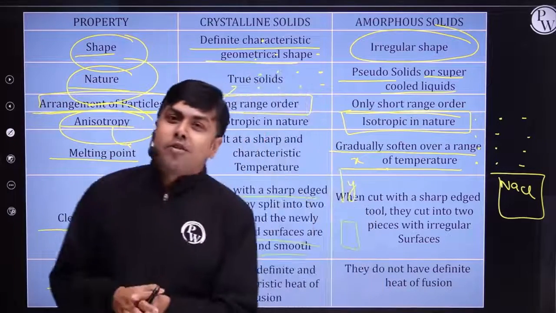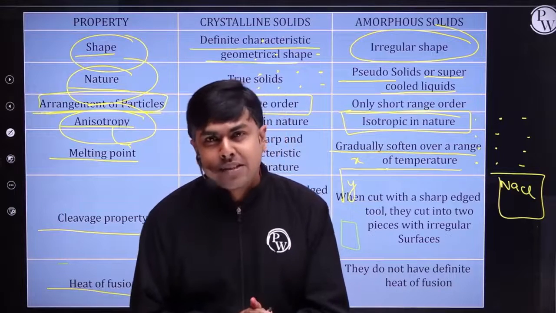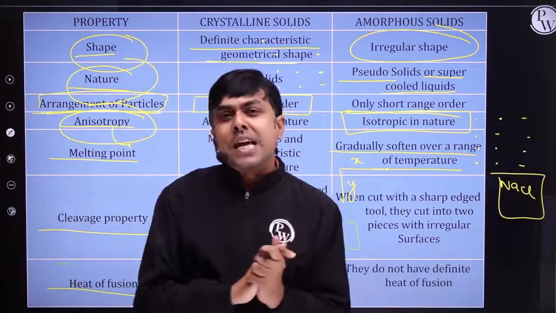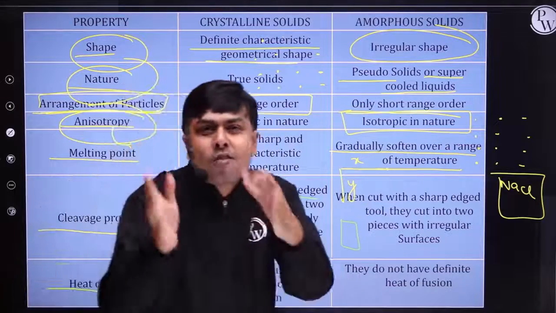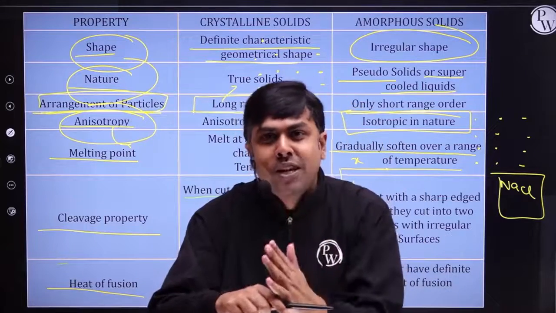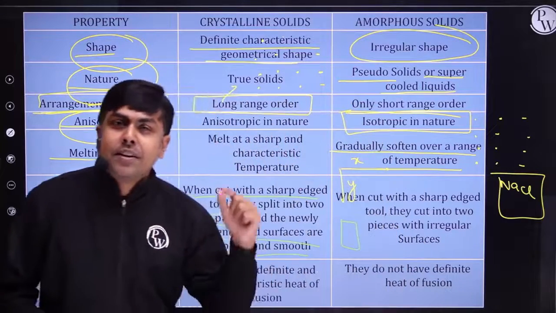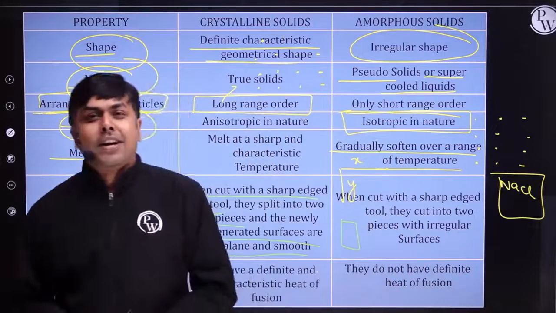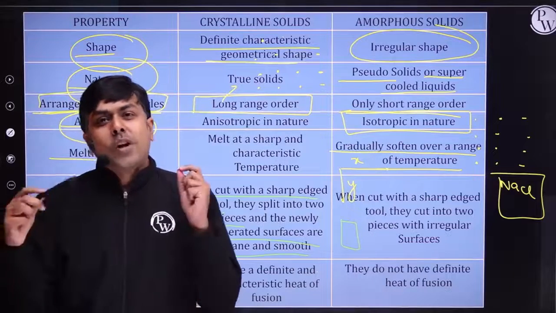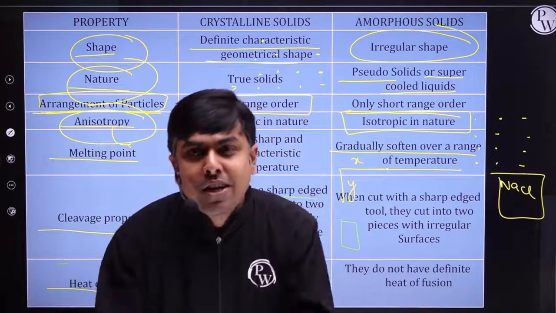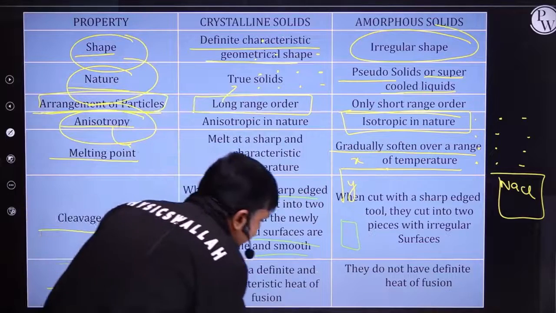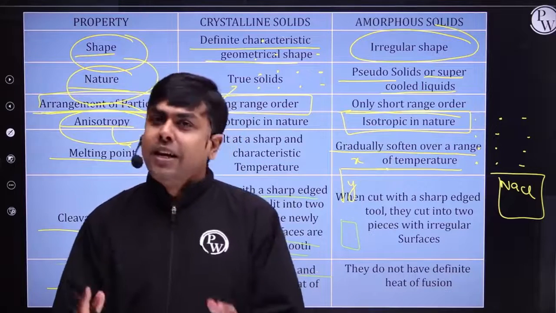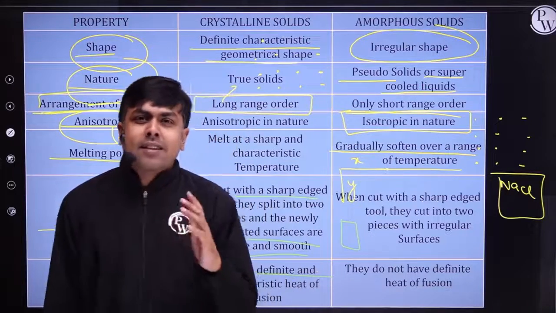Next one, heat of fusion. In crystalline solids, the heat of fusion is fixed because the bond energy of each and every constituent particle is the same, whereas it is not the same in amorphous solids. And if it's not the same, every bond will need a different amount of energy, right? So heat of fusion will be different in amorphous solids, whereas it will be constant in crystalline solids. Crystalline solids have a definite characteristic heat of fusion. They have a fixed heat of fusion. Am I clear? Let's move ahead.